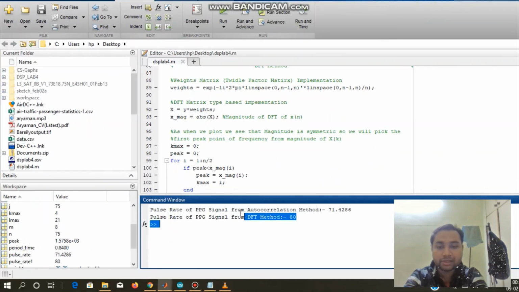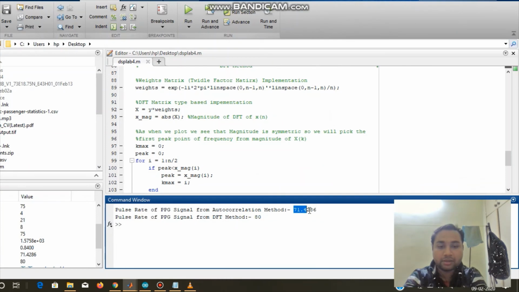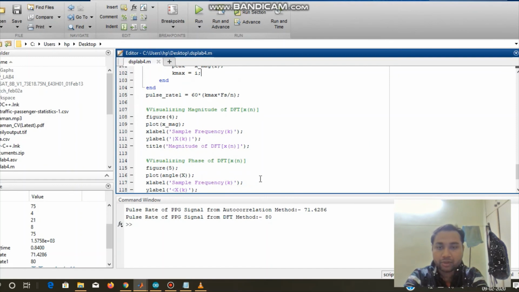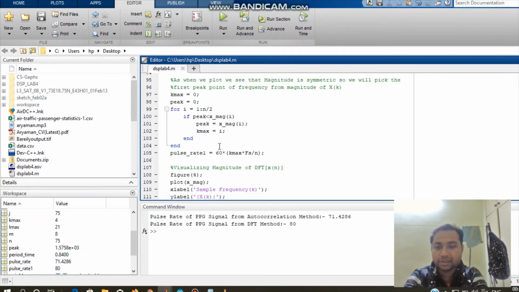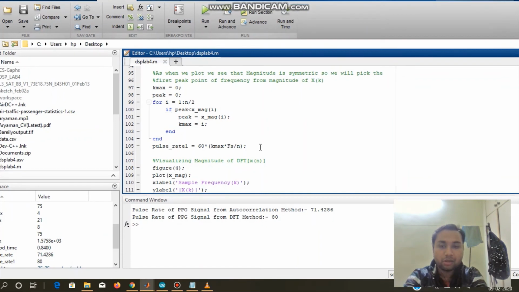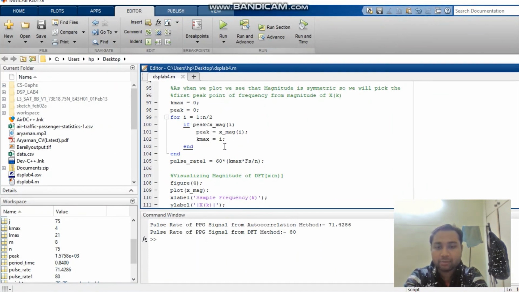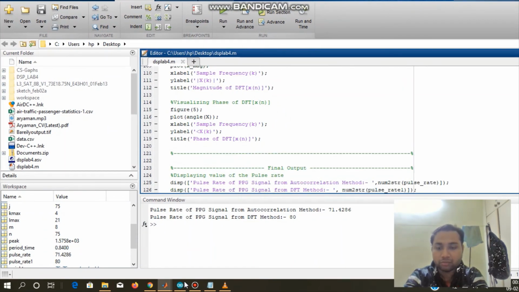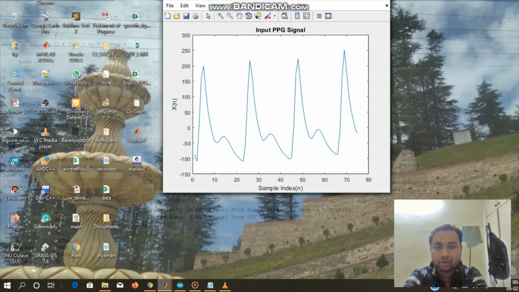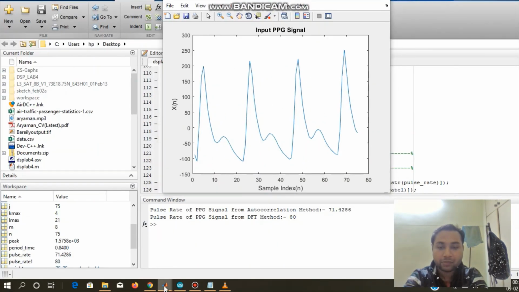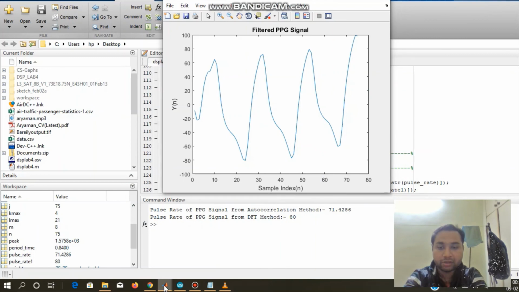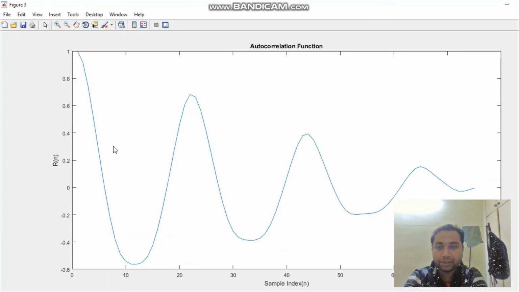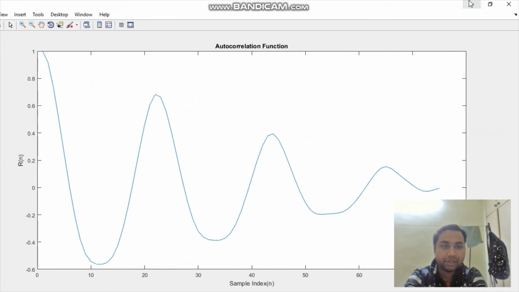So you can see the results are the same as we got in Arduino. This is nearly 71.43, and this is 80. So we can verify that our Arduino results and our MATLAB results are the same, as we have used the same method and it should be. For seeing the plots we can use MATLAB very easily. This is our input PPG signal, and this is the smoothed moving average output. This is the autocorrelation function, as we observe that it is decreasing and then it will repeat itself.